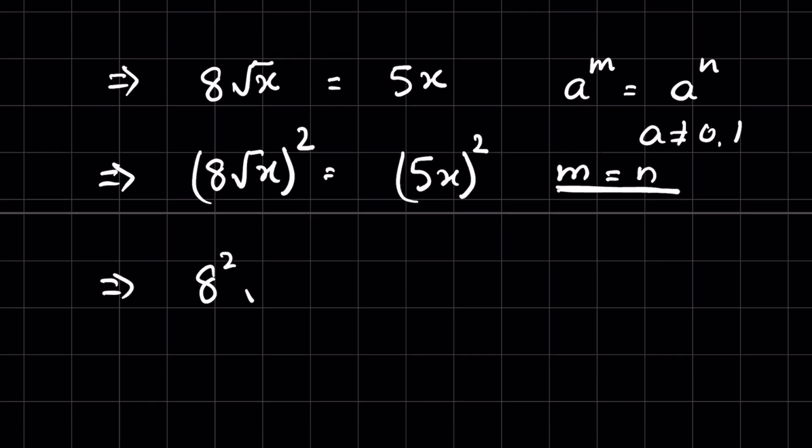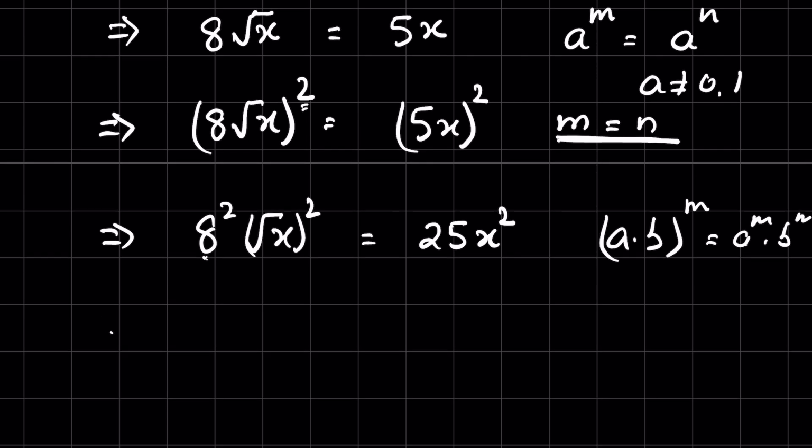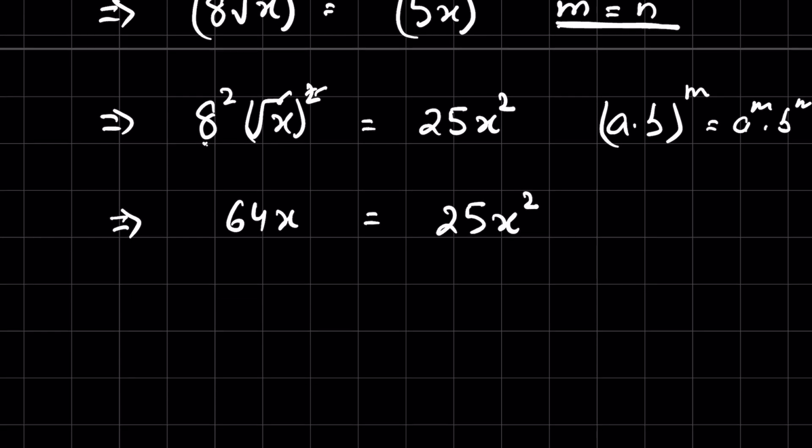Again, we can square both the sides to remove the square root from the left hand side. So this is 8 squared times square root of x squared, because when a times b raised to the power m, it is equal to a raised to the power m times b raised to the power m. So this square is also over 8 and this square root of x, and this side also 25x squared. 8 squared is 64. We can remove the square root with the square. So 64x is equal to 25x squared.